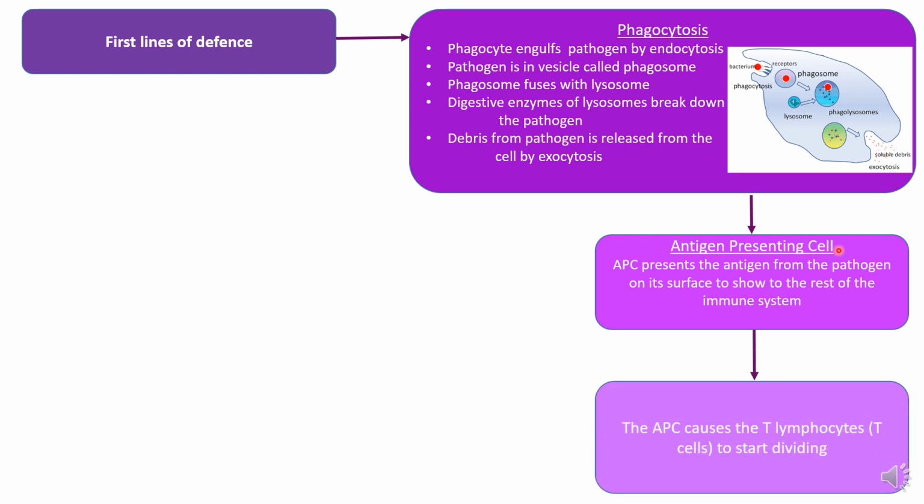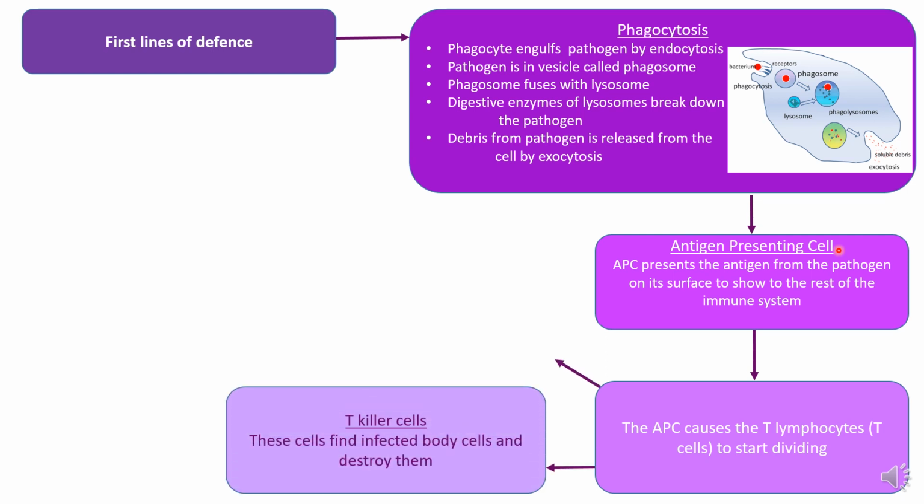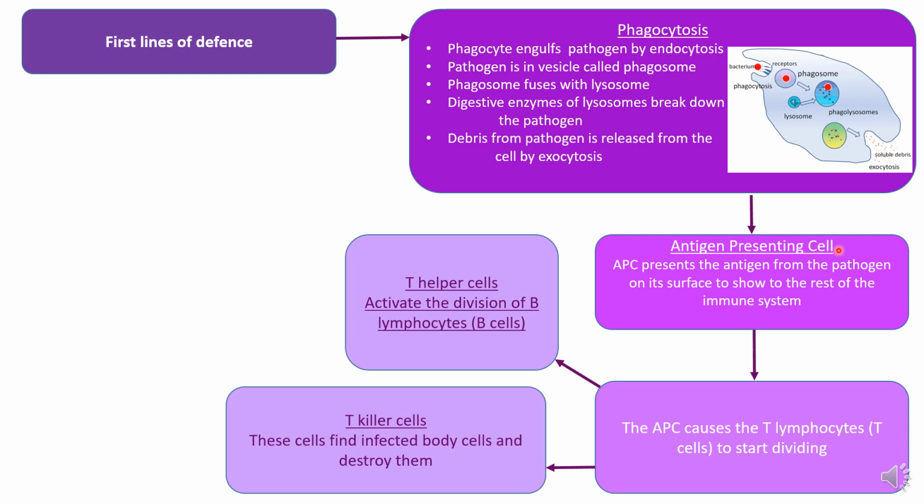After that occurs, the antigen presenting cell causes the T lymphocytes or T cells to start dividing. Now, T lymphocytes are another type of white blood cell. You might be realizing there's a lot of types of white blood cells. They then divide into either T killer cells. The T killer cells you don't need to know very much about. You could just know that they infect body cells and destroy them. That's enough. If you Google it, you'll find loads.